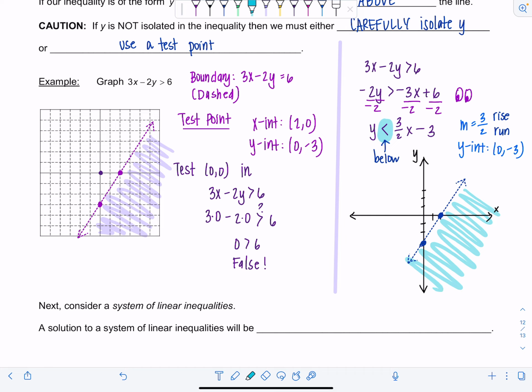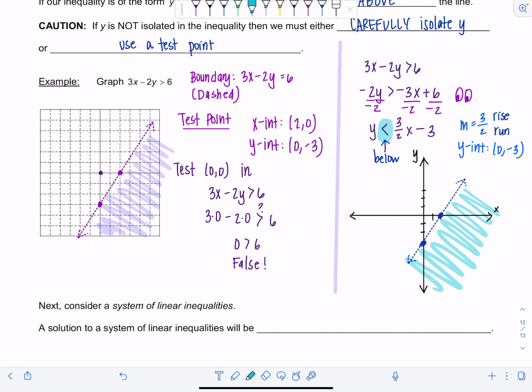For some really steep lines, sometimes it can be a little confusing for students to tell which one's above, which one's below. So if you want to use a test point always, that's fine with me. Just check with your instructor. You know, I have to tell you the truth. When I learned algebra, they didn't tell us about test points. We had to always just figure out above or below. And it was a little scary sometimes. So I'm happy these test points are out there.